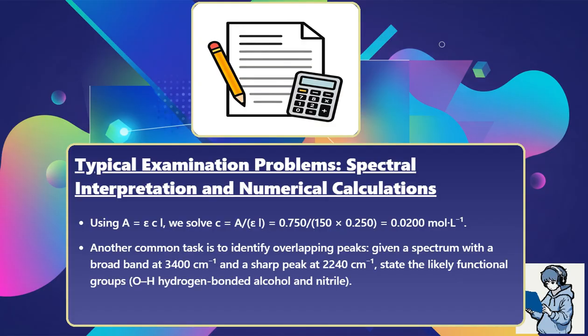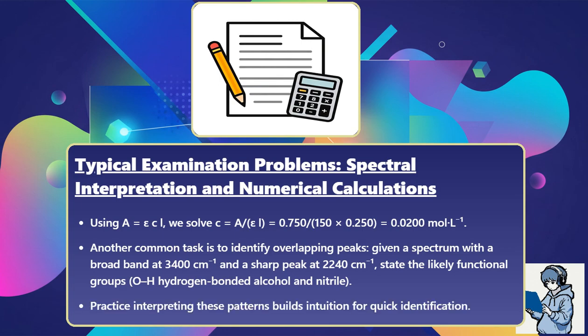Another common task is to identify overlapping peaks. Given a spectrum with a broad band at 3,400 inverse centimeters and a sharp peak at 2,240 inverse centimeters, state the likely functional groups: OH, a hydrogen-bonded alcohol, and nitrile. Practice interpreting these patterns builds intuition for quick identification.